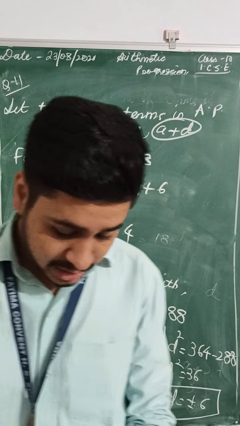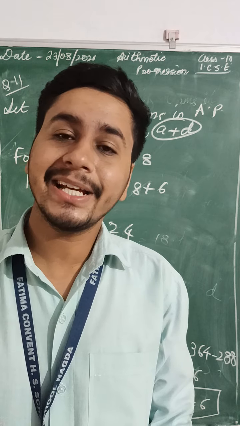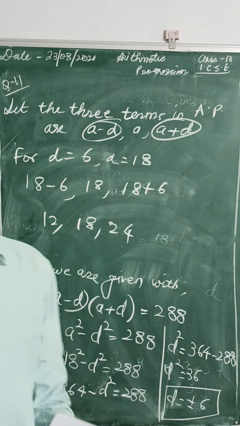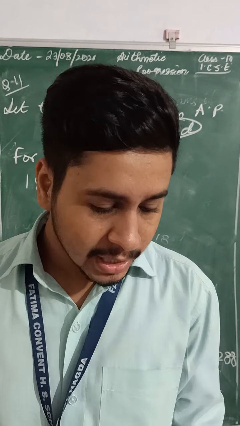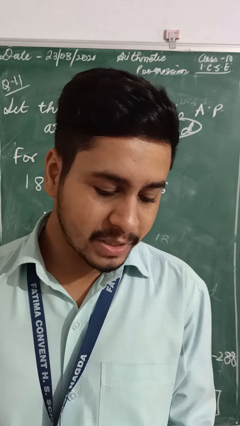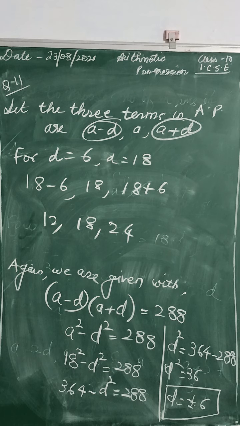Why? Because you are asked for the 4 terms. Find the 4 terms in AP such that their sum is given. For 4 terms, I have already given you the hint on how to calculate. Let's do the 14th one, which says the sum of 5 terms in AP is 40. The product of the first and last is 28. Find the numbers. So let's do this now.